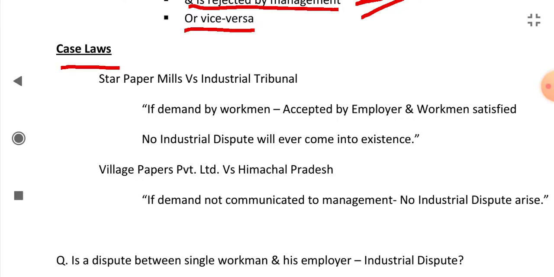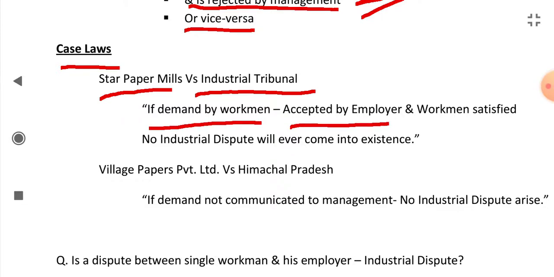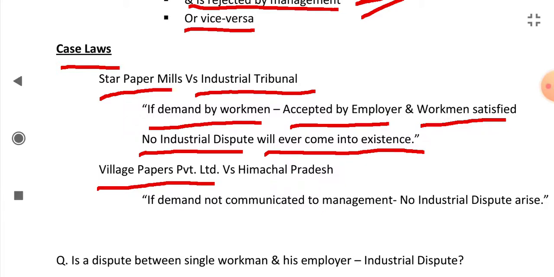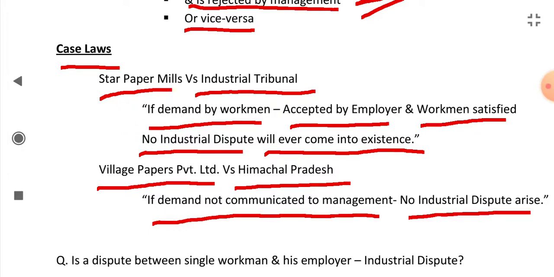Then case laws. In Star Paper Mills versus Industrial Tribunal, it was said that if a demand by workmen is accepted by the employer and workmen are satisfied, then no industrial dispute will ever come into existence. Next case, in Village Papers Private Limited versus Himachal Pradesh, it was said that if the demand is not communicated to the management, then no industrial dispute will arise. If the management is not aware of the demand, then how can the management accept or reject that demand? So there will be no industrial dispute.